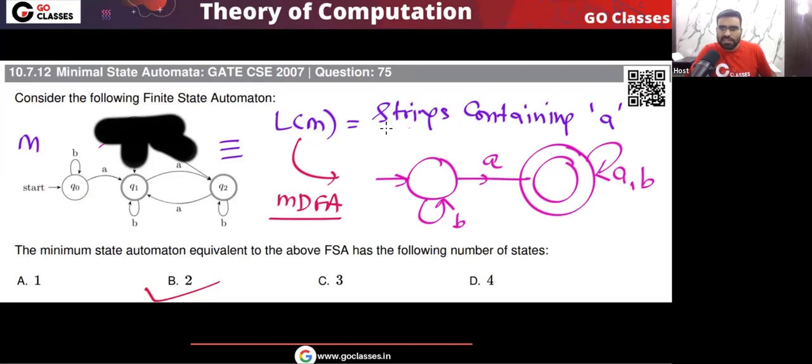So I can say that the language is strings containing A. For this language, you can directly create the minimal DFA that will have two states. So the answer will be option B. Okay.